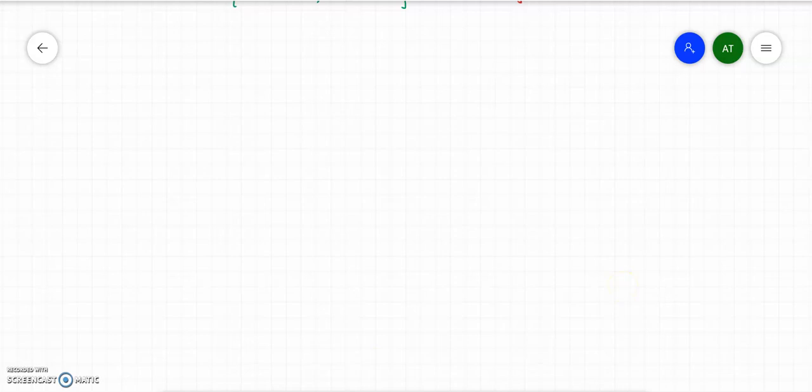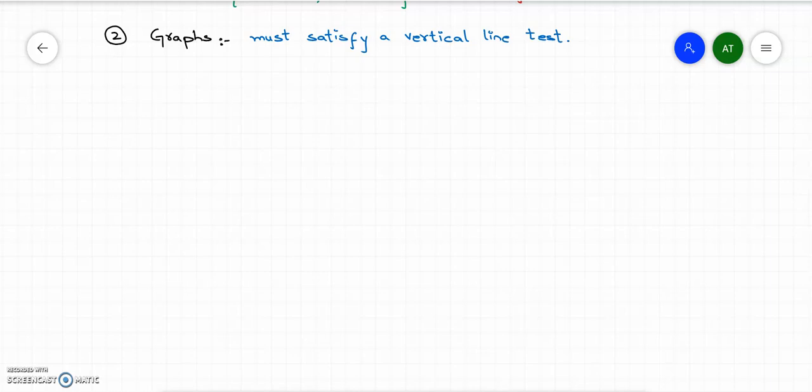The second way to check whether a given relation is a function or not is by using graphs. If a graph is given, then we can say that the relation represents a function if the graph satisfies the vertical line test. The graph must satisfy a vertical line test. Now what is the vertical line test?